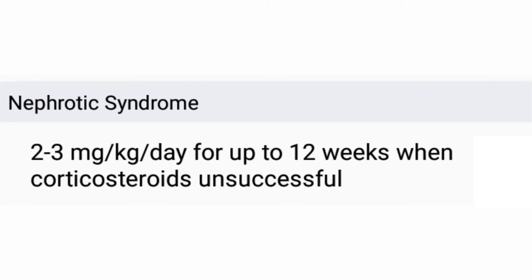The dose of cyclophosphamide is 2 to 3 mg per kg per day, and it is given for a period of 12 weeks. After 12 weeks, the cumulative dose is complete and it will cause toxicity. So cyclophosphamide is given at 2 to 3 mg per kg per day for 12 weeks. And with cyclophosphamide, usually we don't need alternate day steroid if there is no recurrence on the drug.